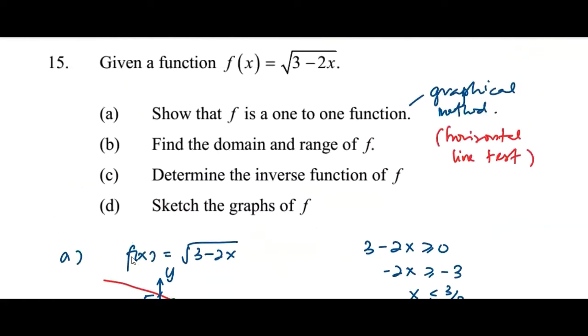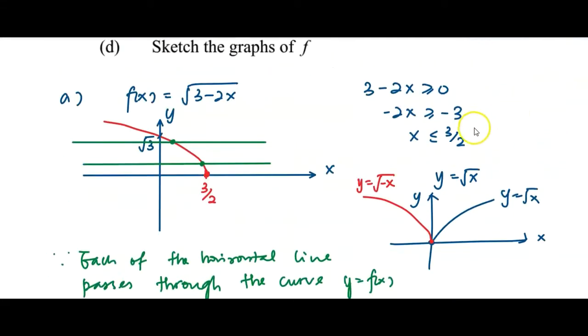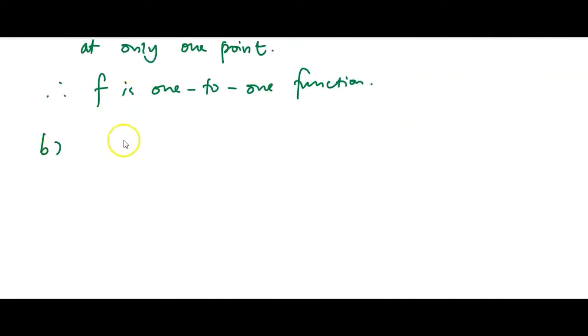So this means that you are using the graphical method to test whether the function is one-to-one or many-to-one. Then the next question, find the domain and the range of f. The domain, we already found it just now. This is our domain. So for this question, just answer the question.